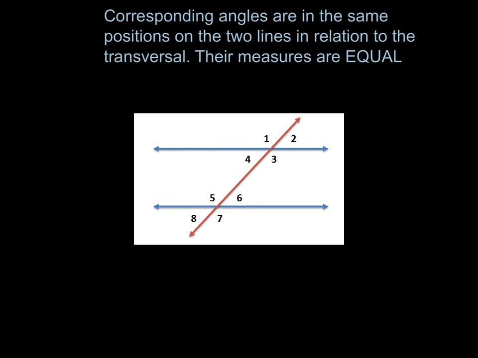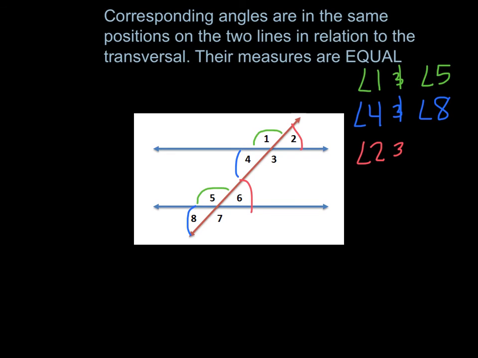The last kind of angle we're going to talk about is corresponding angles. They're in the same position on the two lines in relation to the transversal. Their measures are equal. So all that means is angle 1 and angle 5 are corresponding. They are equal measures. Angle 4 and angle 8 are corresponding. They have equal measures. Angle 2 and angle 6 are corresponding. And then angle 3 and angle 7.